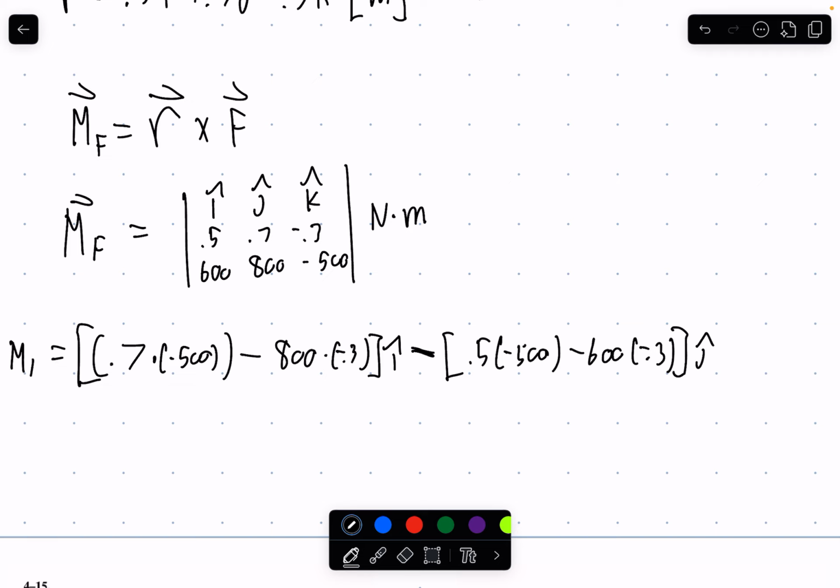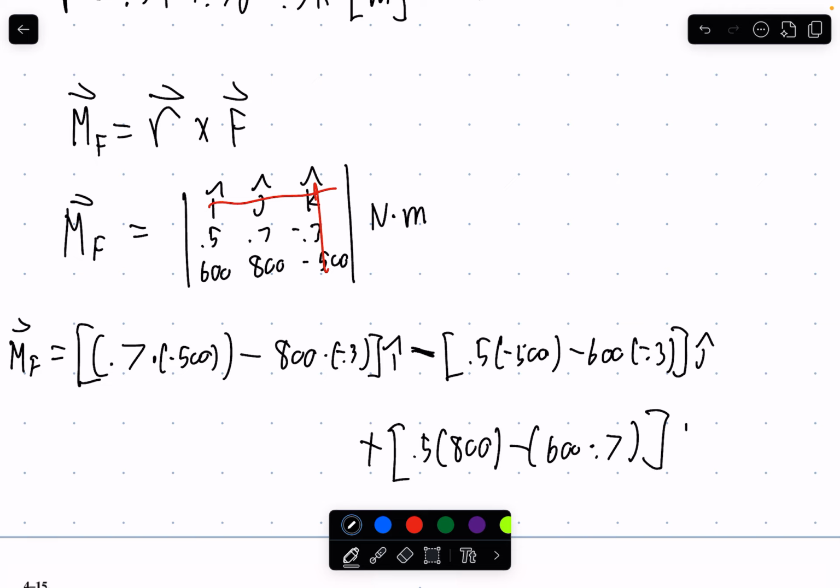Set it equal to the moment. Okay, and we lastly have the k hat direction. We know that's in row 1, column 3. If we add those together, we get 4, an even number, so we're going to have a positive sign up front. Again, ignoring the row and column the k hat vector is in, we get 0.5 multiplied by 800 minus 600 multiplied by 0.7, and that will be in the k hat direction.